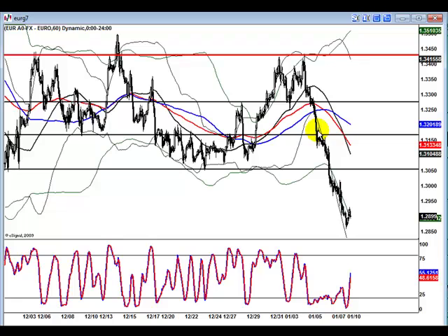I'm not going to go into too much detail at this stage. I just want to see what the overall picture looks like. So I've got my support and resistance lines in there. Those act as important barriers and areas where the trade might kick off from.